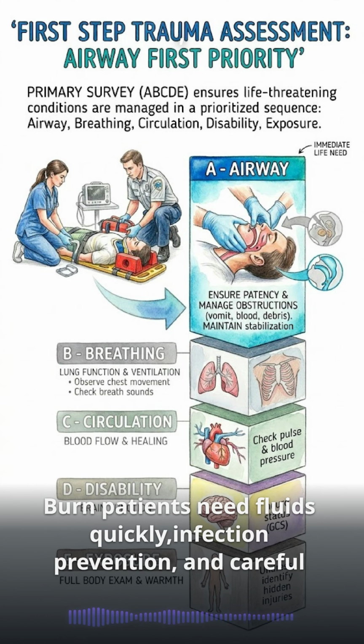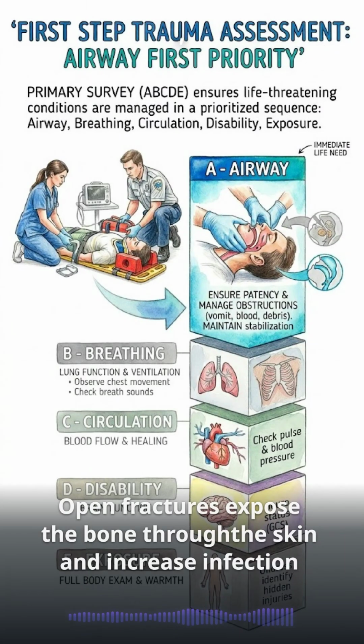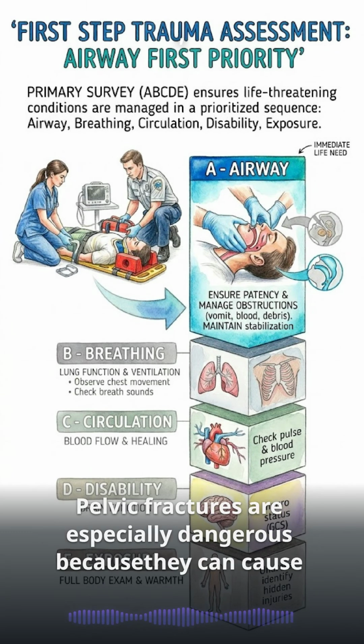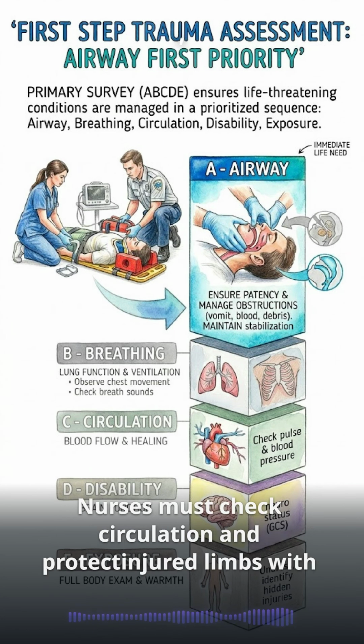Broken bones are another major trauma topic. Open fractures expose the bone through the skin and increase infection risk. Pelvic fractures are especially dangerous because they can cause massive internal bleeding. Nurses must check circulation and protect injured limbs with splints.